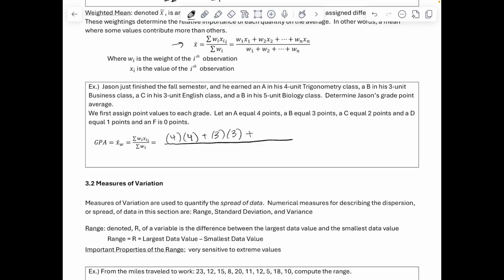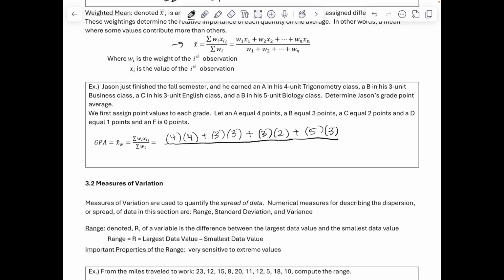So that's 3 units, and a B is worth 3 points. Plus, the next one that we have, he earned a C in his 3-unit English class. And so 3 units and a C is worth 2 points. And then his last course that he earned was a B in a 5-unit bio class. So 5 units and a B is worth 3 points.